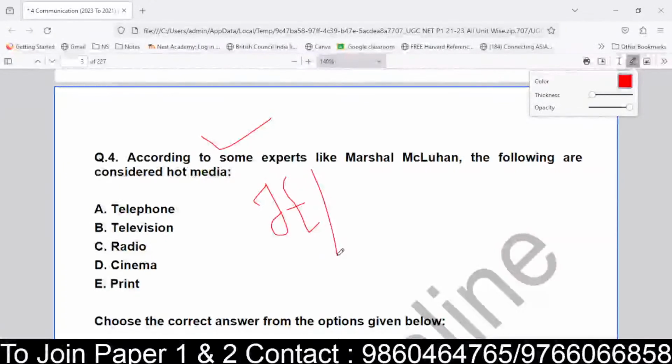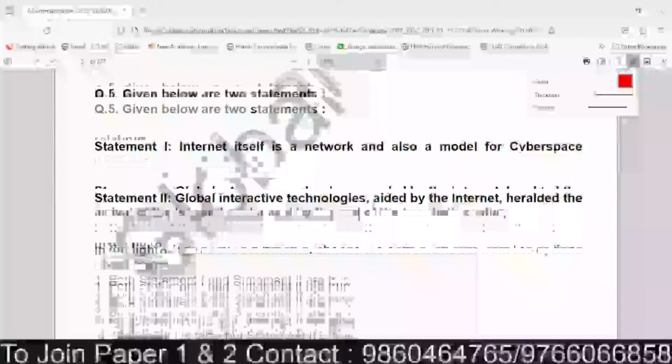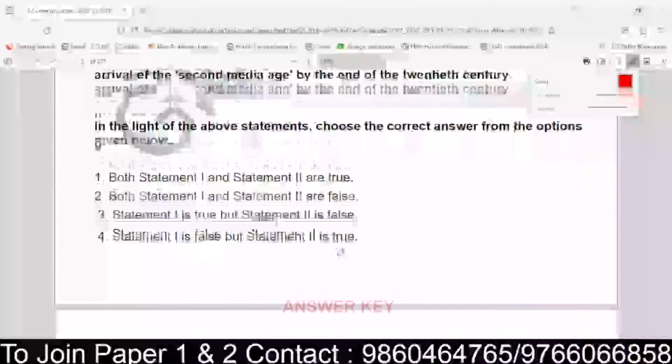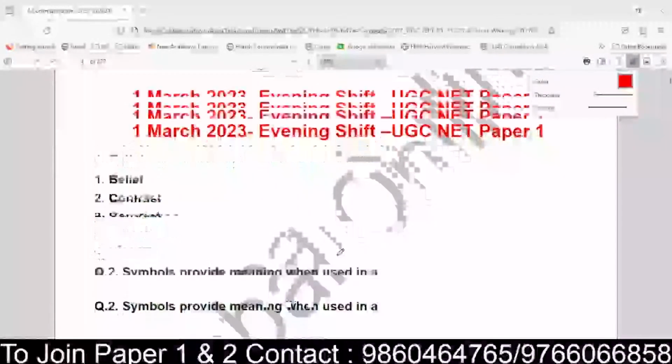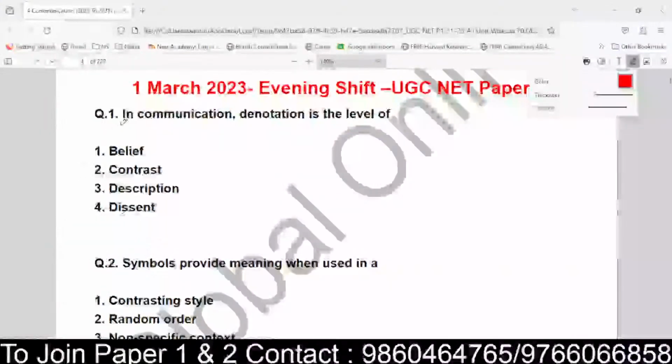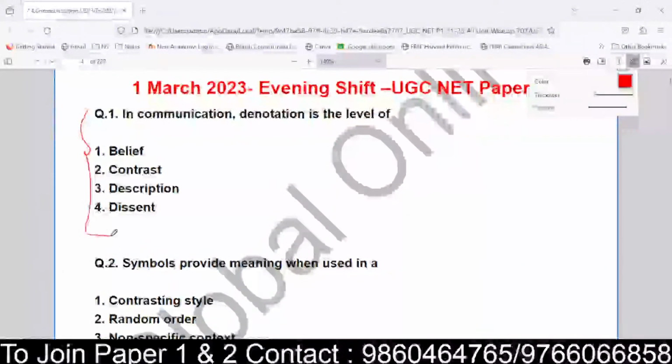Is it clear? All the doubts are solved, because I am going to the next paper now. We are going to the next cycle, the next set of paper. So let's come to the next set of questions. Now we have a very easy question. We have done this very well.